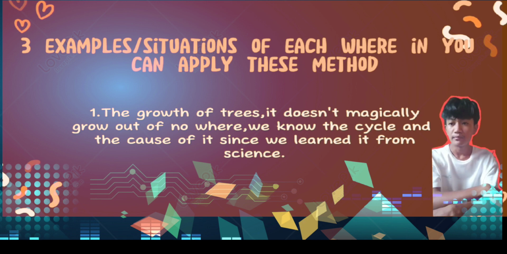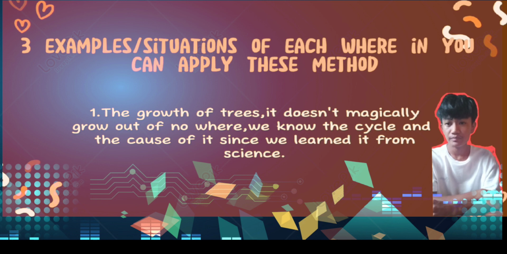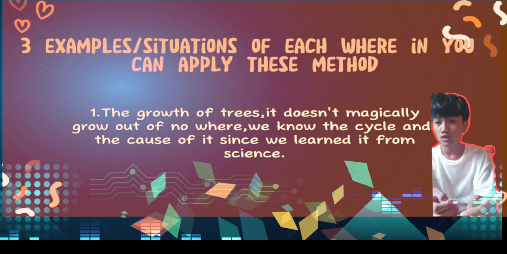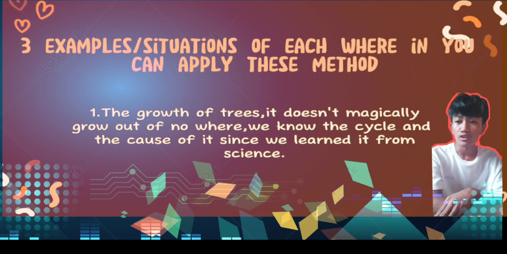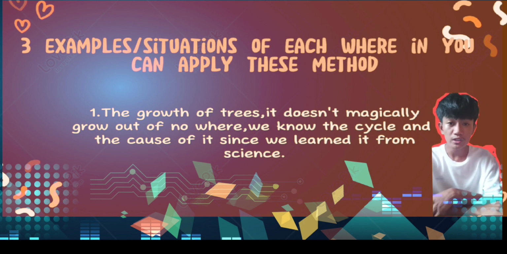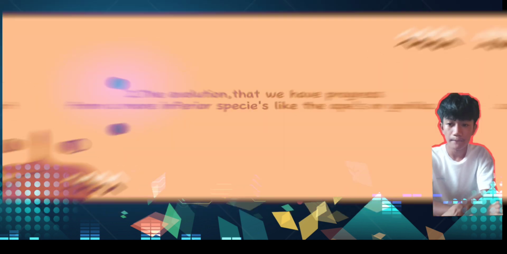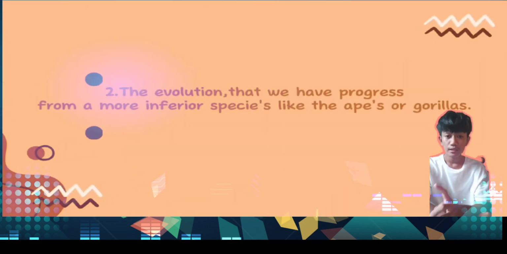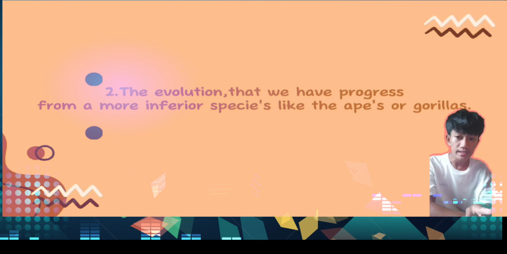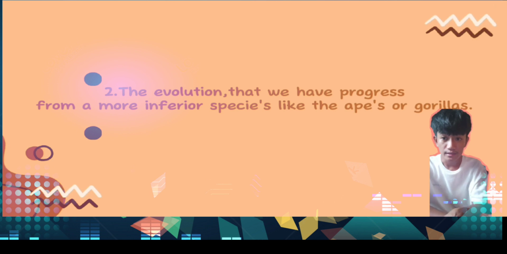Now, 3 examples or situations of each wherein you can apply this method. For number 1, the growth of trees. It doesn't magically grow out of nowhere. We know the cycle and the cause of it since we learned it from science. Number 2, the evolution, that we have progressed from more inferior species like the apes or gorillas.